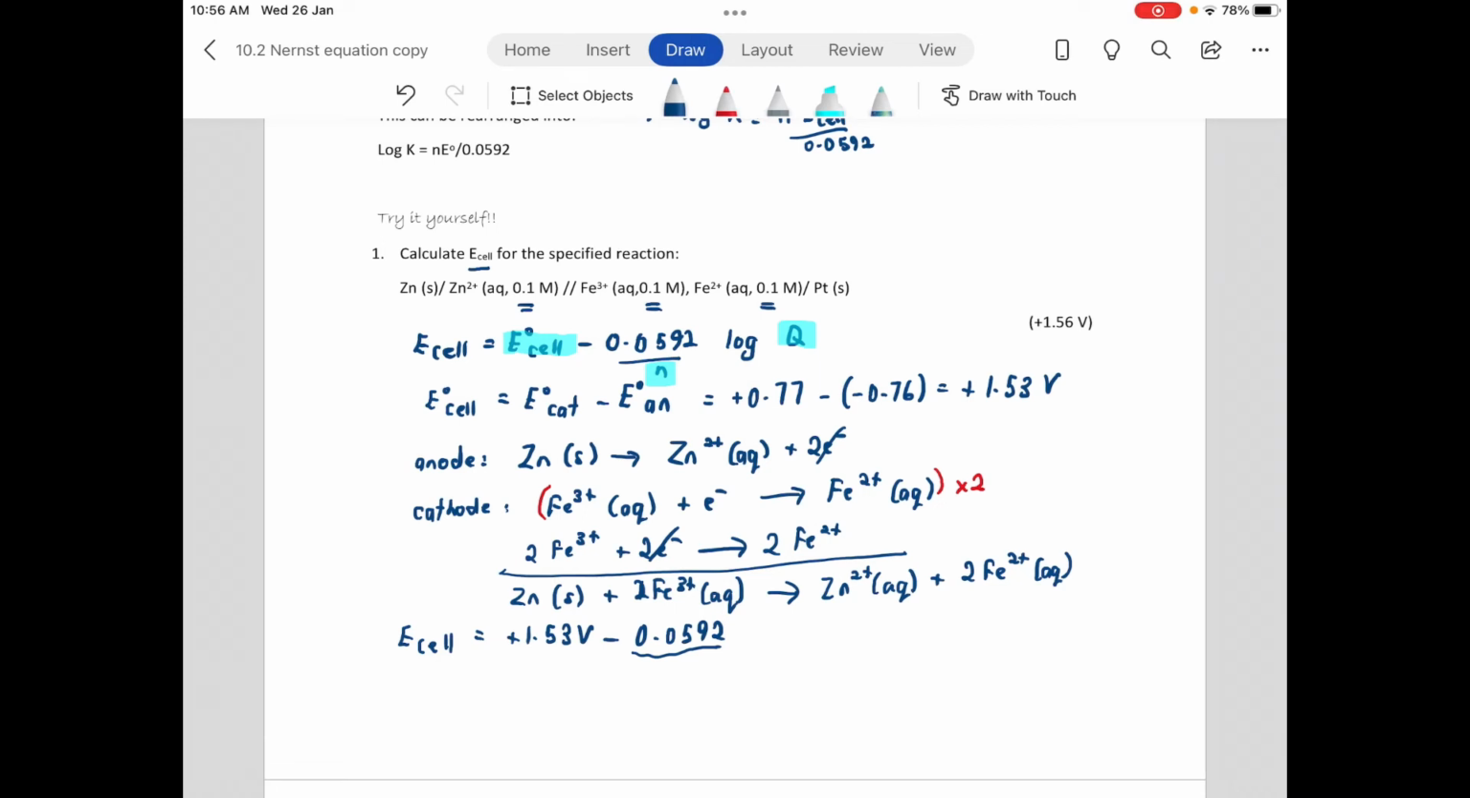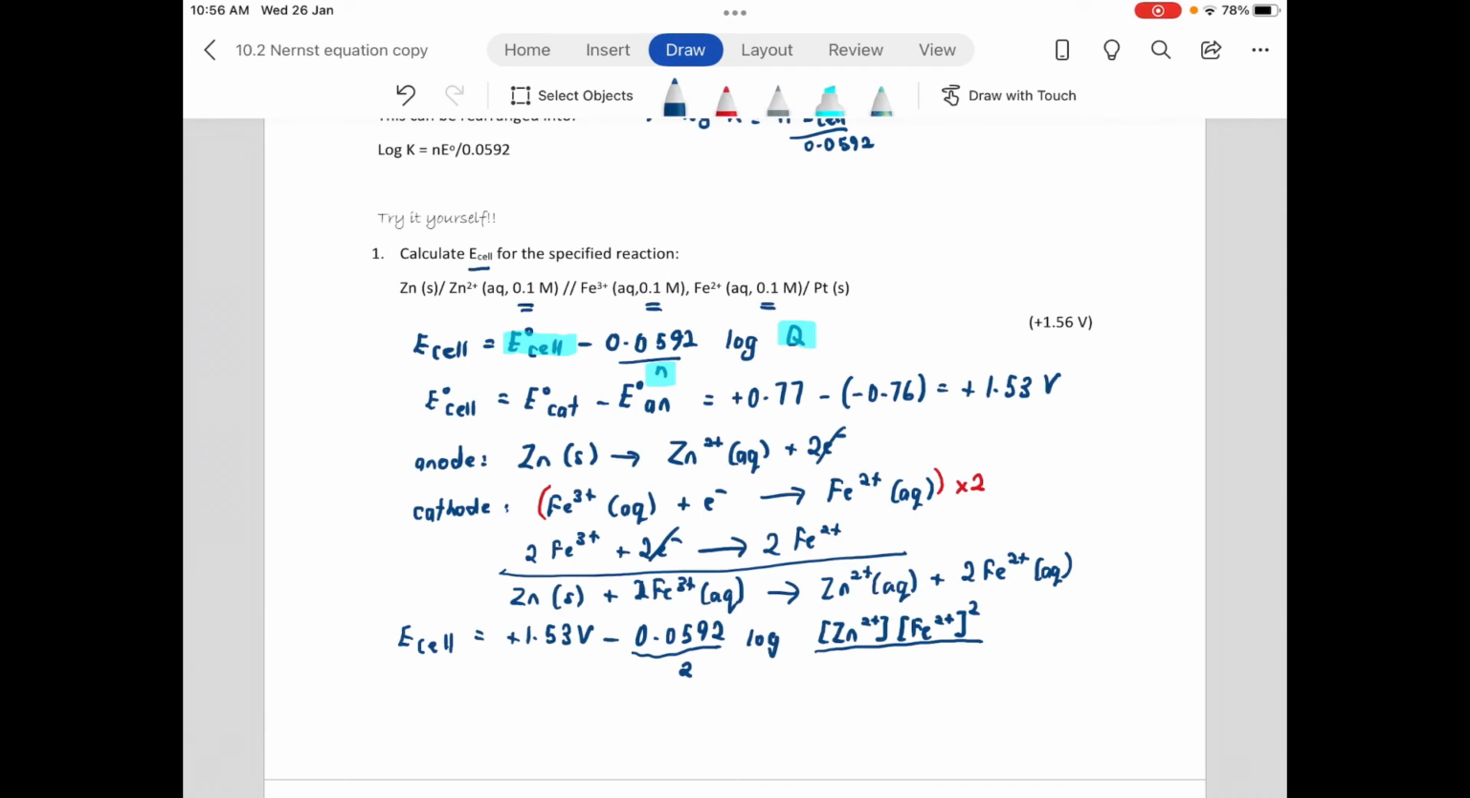So, yang balance ialah 2 elektron lah, sebab kita kena multiply 2 dengan cathode tadi. Sebab berapa banyak yang di donate, banyak tu jugalah yang di receive. Okay, so 2 lah. And then log. Okay, kita senaraikan dulu siapa kita punya produk. Okay, produk kita zinc. Zinc 2 plus. Siapa lagi? Ferrum. Fe2 plus. Okay, Fe2 plus, dia punya stoichiometric coefficient is 2. So, we have to put power 2.